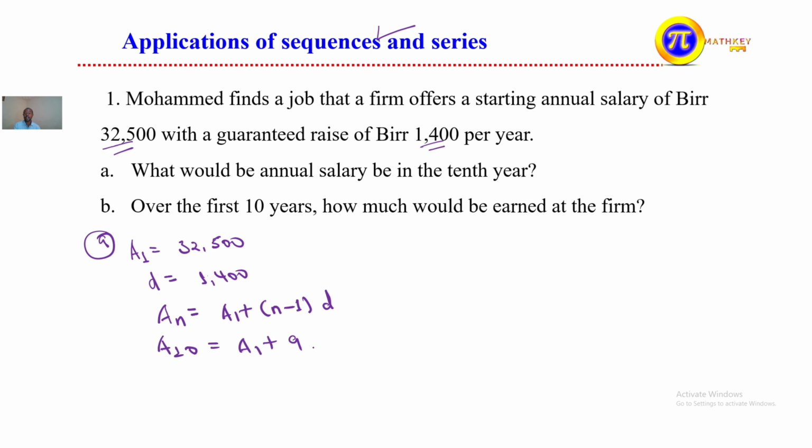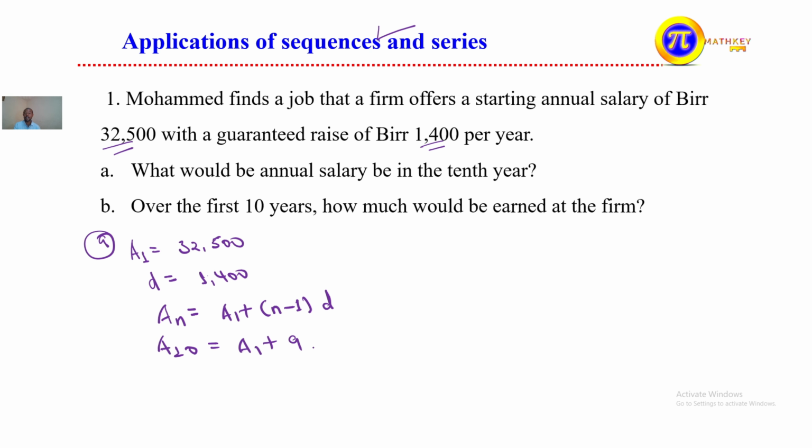Now let's take the product of this. 1400 times 9: 9 times 4 is 36, so we write 6 and carry 3; 9 times 1 is 9, plus 3 is 12. That gives 12,600. So it is 32,500 plus 12,600, and the sum is 45,100 birr.